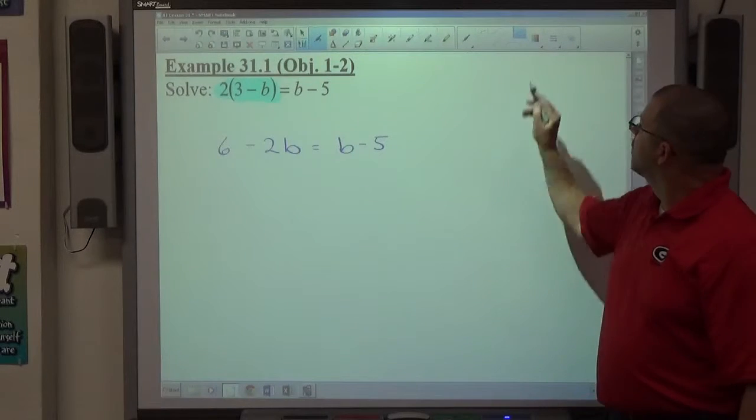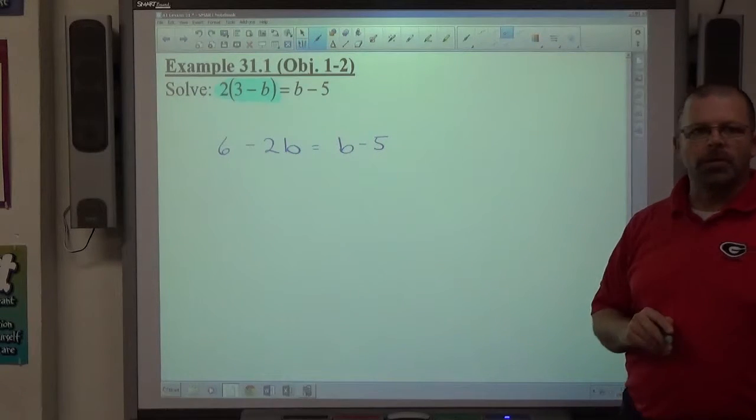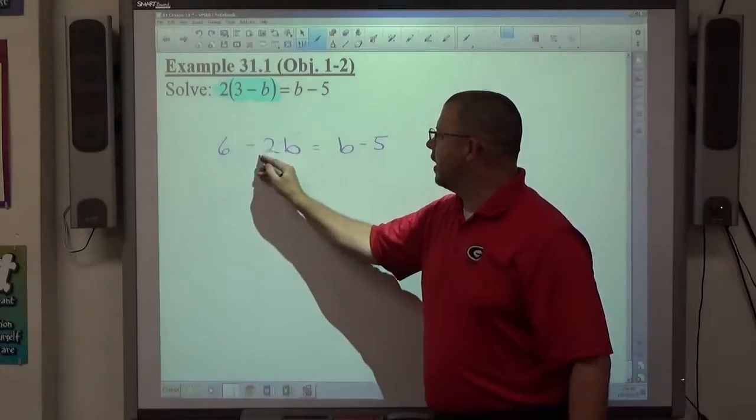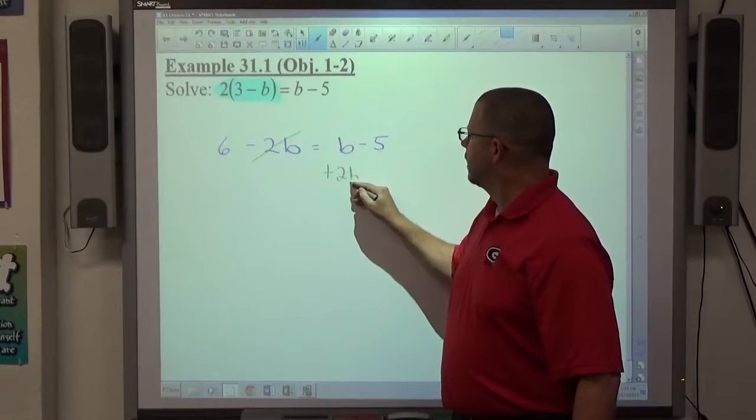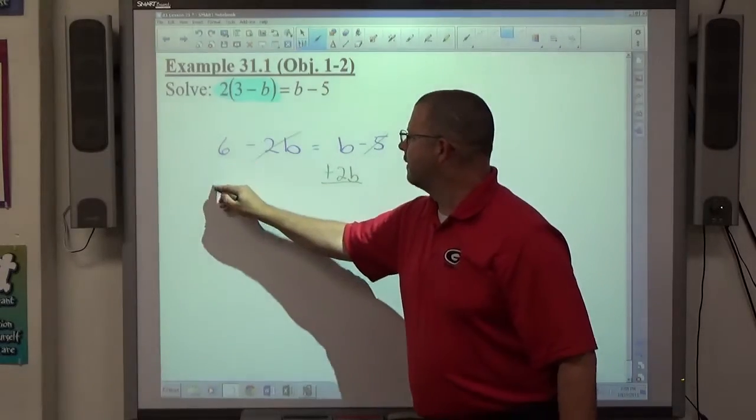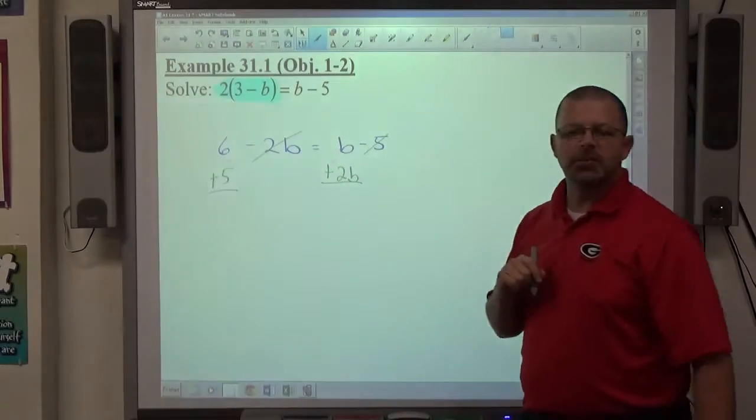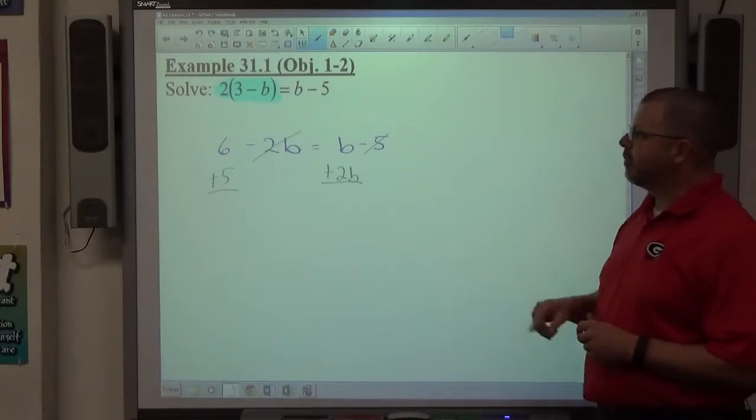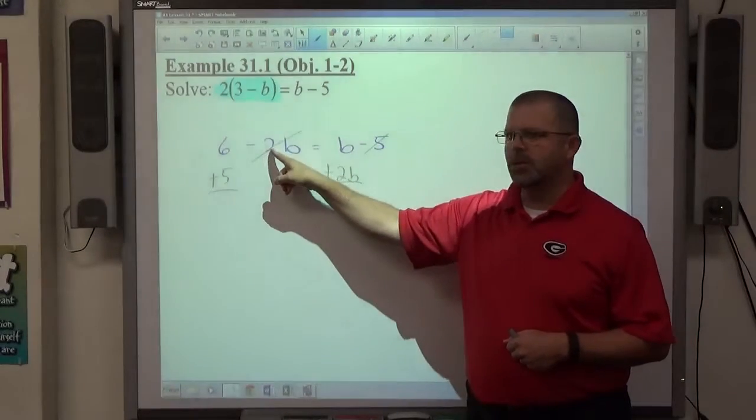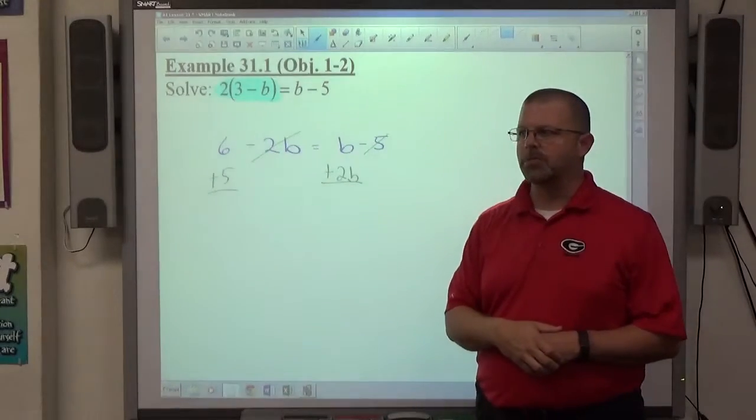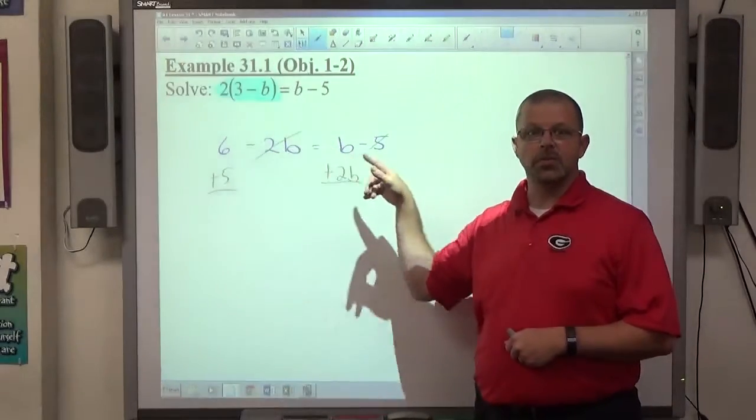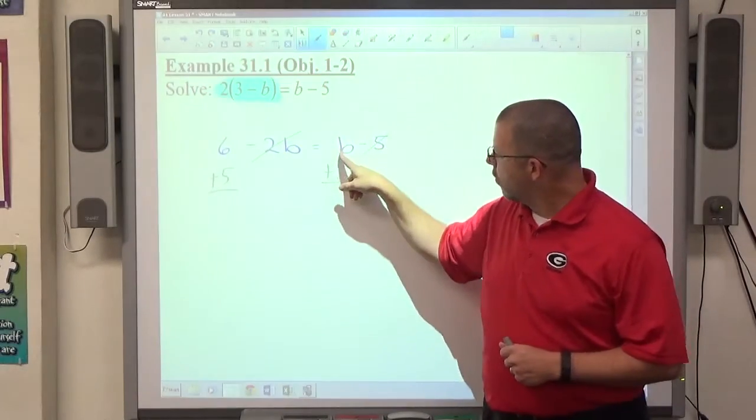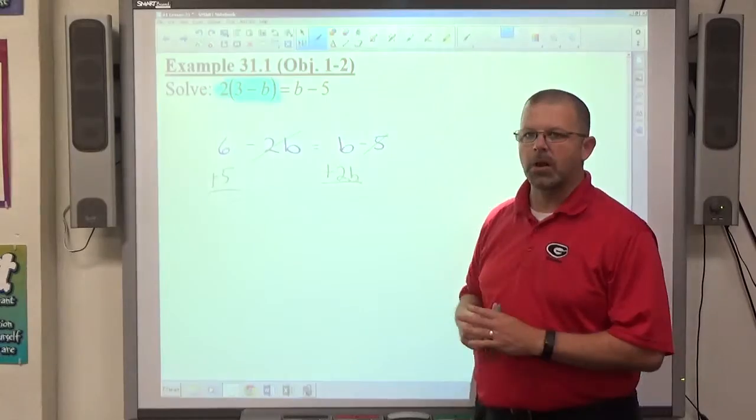Next step, I want to move all my letter terms to one side, all my number terms to the other side. It doesn't matter which side I pick. I'm going to take my 2b to the right. I'm going to take my 5 to the left. What makes my decision for me in that step, as far as which side things go to, looking at the coefficients of b, I have positive 1 and negative 2. Negative 2 is smaller. I always move the smaller one for the letters. The numbers I don't care about, but the letters I like the smaller coefficient to move. So 1, negative 2, smaller, move the smaller.